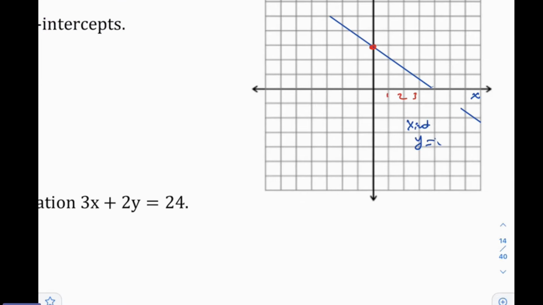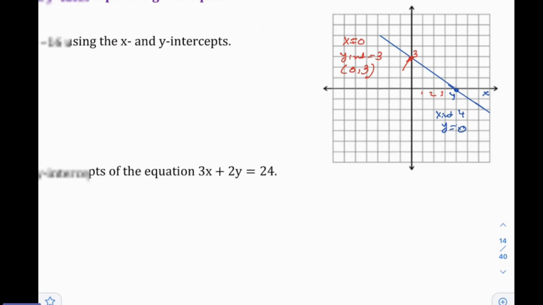This x-intercept is 4, y is 0, because this is passing through 4. While the y-intercept is 3 here, because here x is 0, and the line crosses the y-axis here. In this way, x equals 0. For the x-intercept, y is 0; for the y-intercept, x is 0.